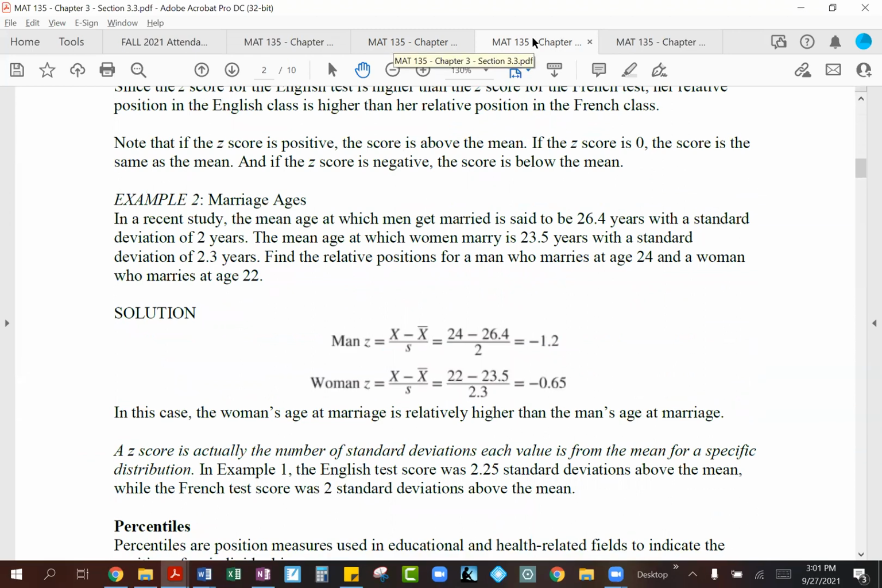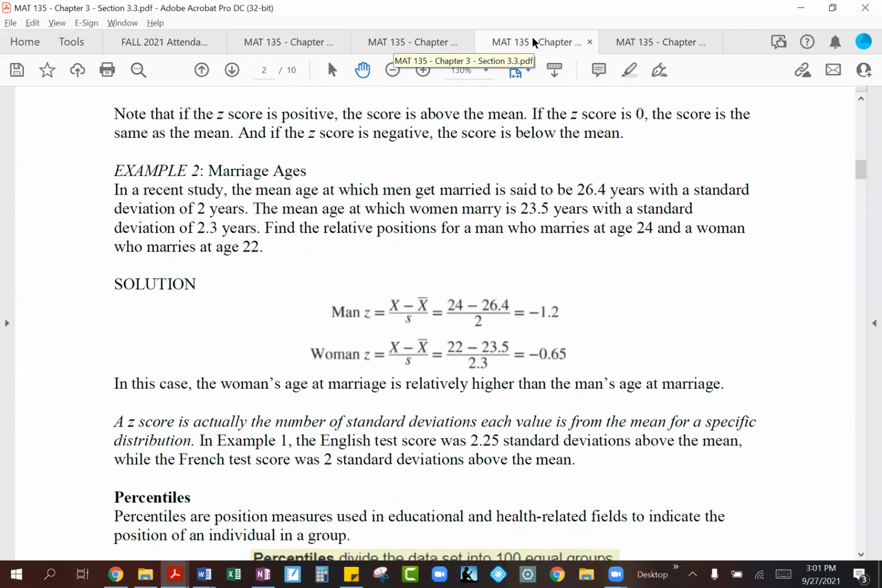And you can see a couple different examples over here. This one is talking about the age at which people are getting married, I think. So this one says mean age at which men are getting married is at 26.4. The standard deviation is about a difference of 2 years. For women, the mean age is 23.5 and a standard deviation of 2.3. So for a gentleman who marries at the age of 24 and a woman who marries at age of 22, what kind of relative position are we looking at?